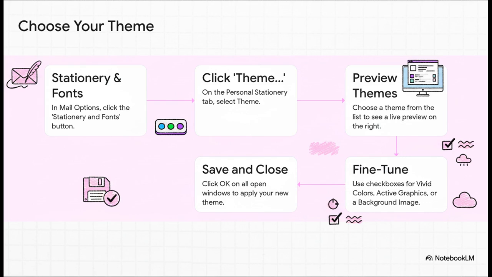So head back to that Mail Options window, and this time click on Stationery and Fonts, and then Theme. And this is where it gets really cool. As you click on different themes in the list, you'll see a live preview of what it looks like. And check out those little boxes at the bottom. You can even tweak things with vivid colors or add a background image before you commit.